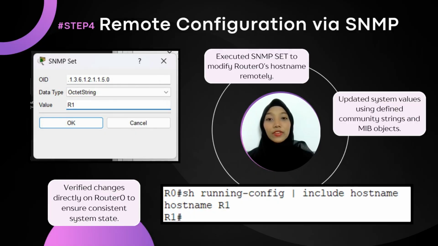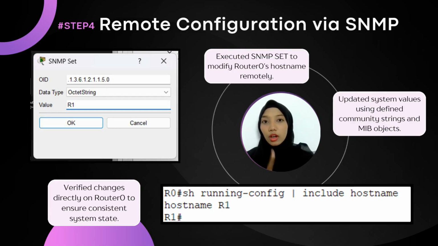Step 4. Remote configuration via SNMP. We wanted to change the hostname of a router named R0 to R1, but instead of logging into it the normal way, we did it remotely using a network management protocol called SNMP. Open the SNMP management software, select the SNMP set command. Set is the command used to change or write a value on a remote device.